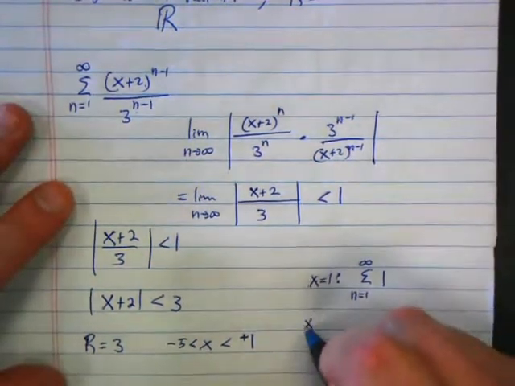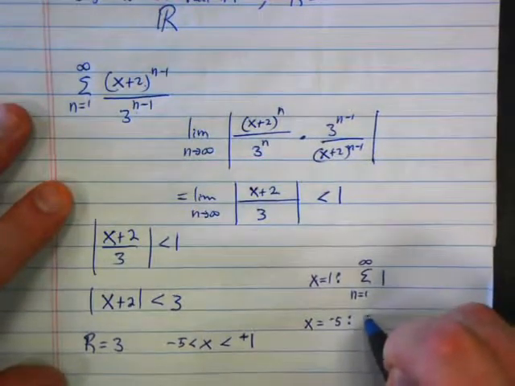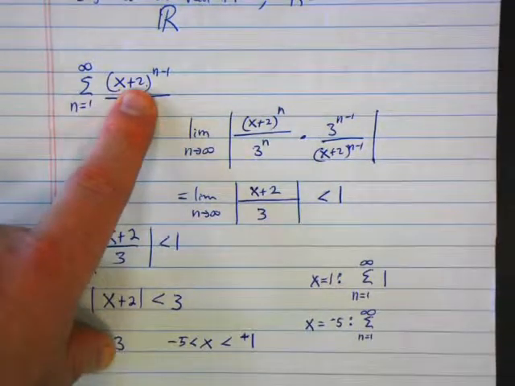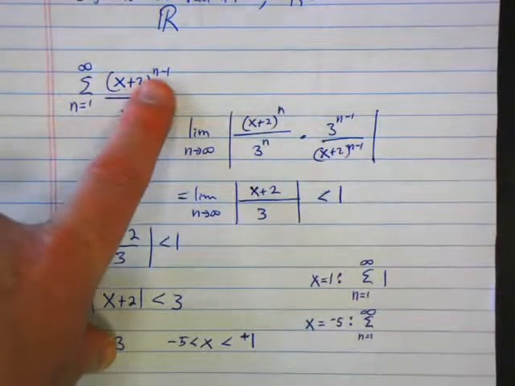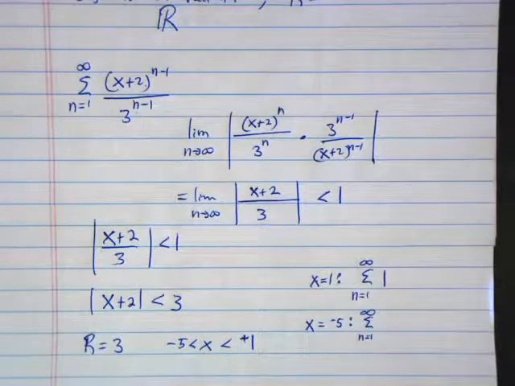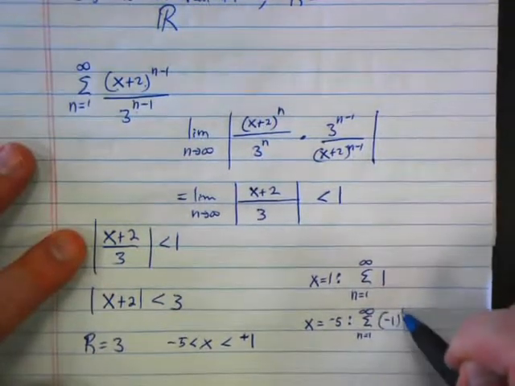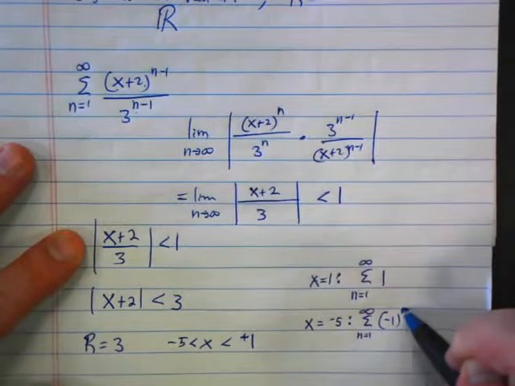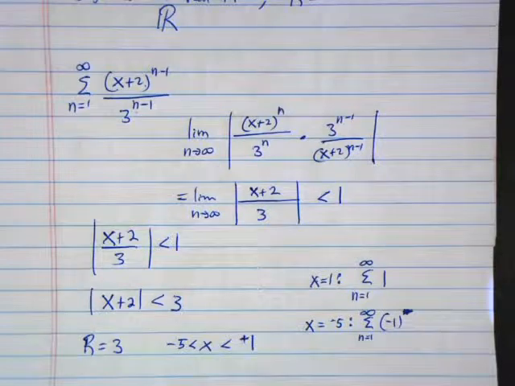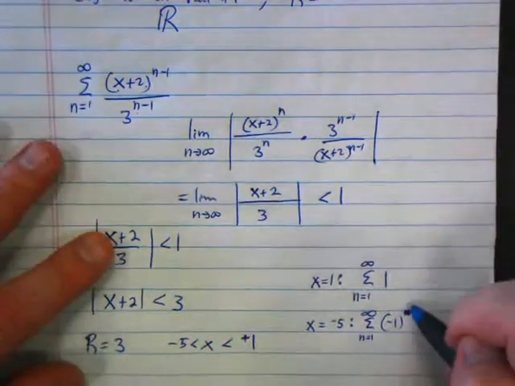How about when x equals -5? I'm going to have the sum from n equals 1 to infinity. If I plug in -5, what's -5 plus 2? -3. What's -3 to the n minus 1 divided by 3 to the n minus 1? -1 to the n. That's just -1, isn't it? Does that series converge? Wouldn't it be alternating if you had a negative inside that? It is alternating, sort of. Put the n there.